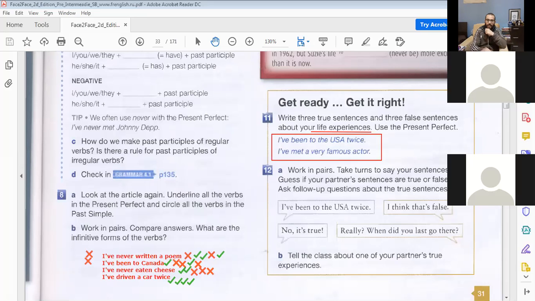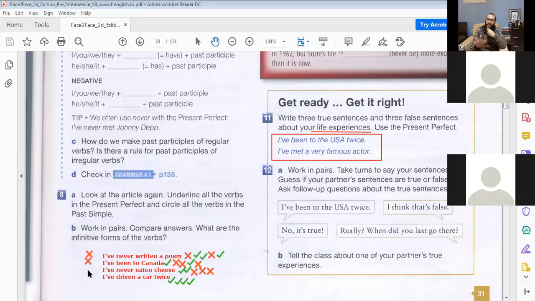And the one about cheese, is it true or false? True. You've never eaten cheese? Yes. Any type of cheese? No. Maybe when you were a baby, you can't remember. No. From my childhood.